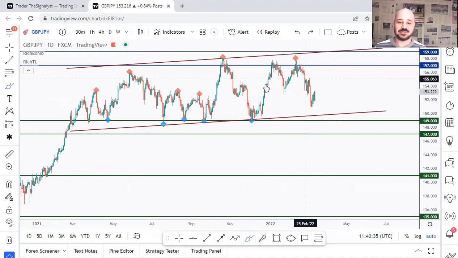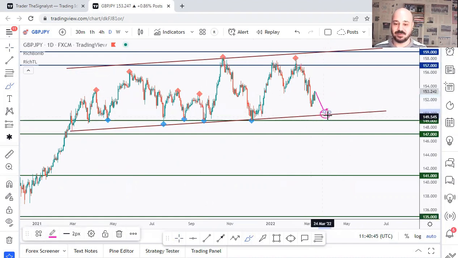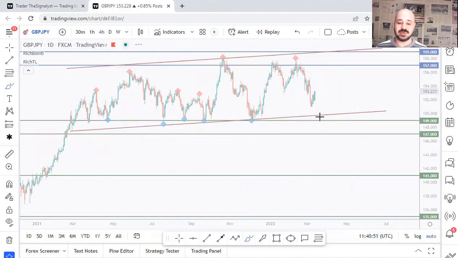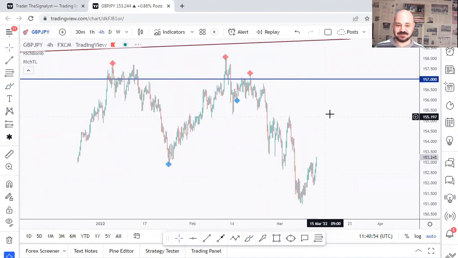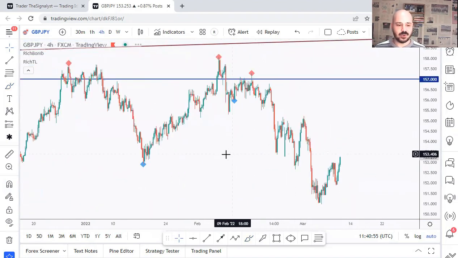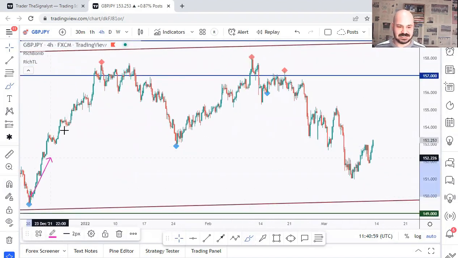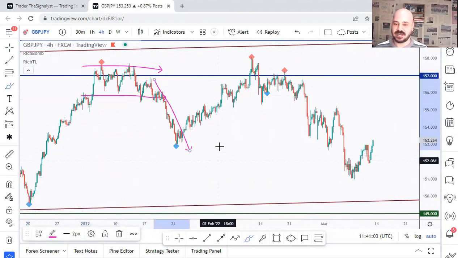So now let's zoom into lower time frames to look for sell setups, in this case. If price approaches this lower bound, we'll be looking for buys, and as price approaches the upper bound, we'll be looking for sells. If you zoom into the H4 time frame, we can see that previously we were overall bullish. Then price got some consolidation and broke it downwards. So now we are bearish.